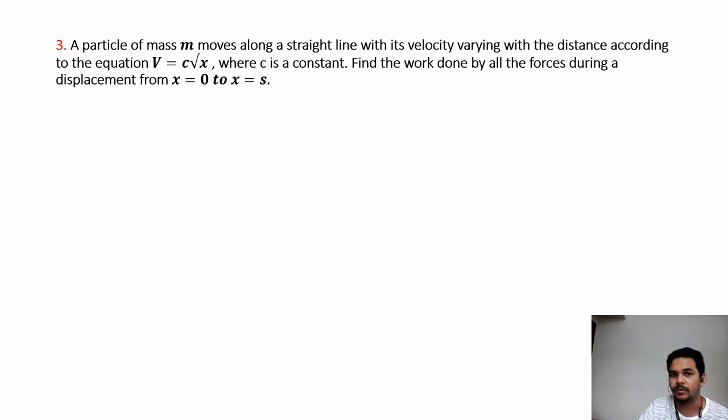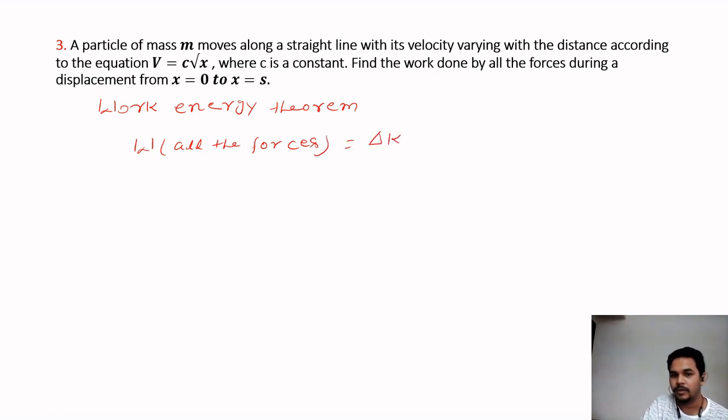If you know the work energy theorem, then solving this question becomes really easy. Why? Because they have asked what is the work done by all the forces, and from the work energy theorem, the work done by all the forces is directly equal to delta K, which means K final minus K initial.